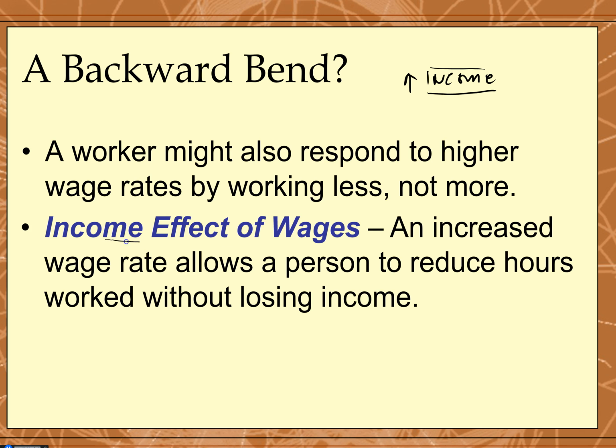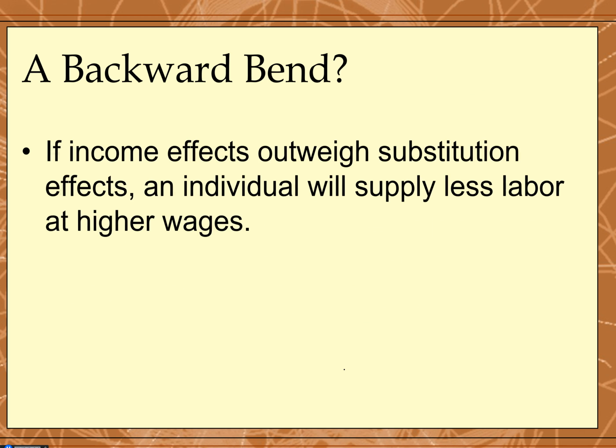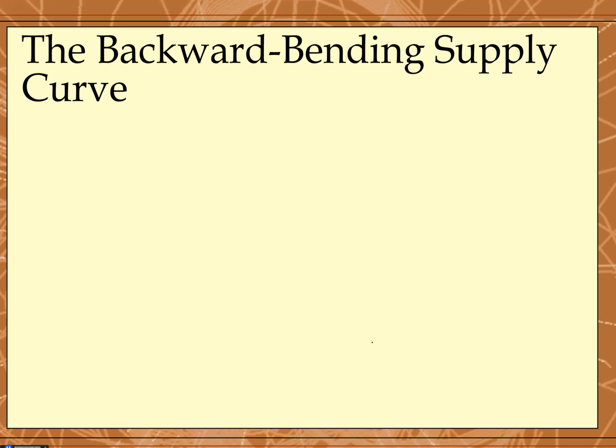This is called the income effect of wages, where an increased wage rate allows a person to reduce hours worked without losing their income. So if income effects outweigh substitution effects, an individual will actually supply less labor at higher wages. So let's take a look at this.